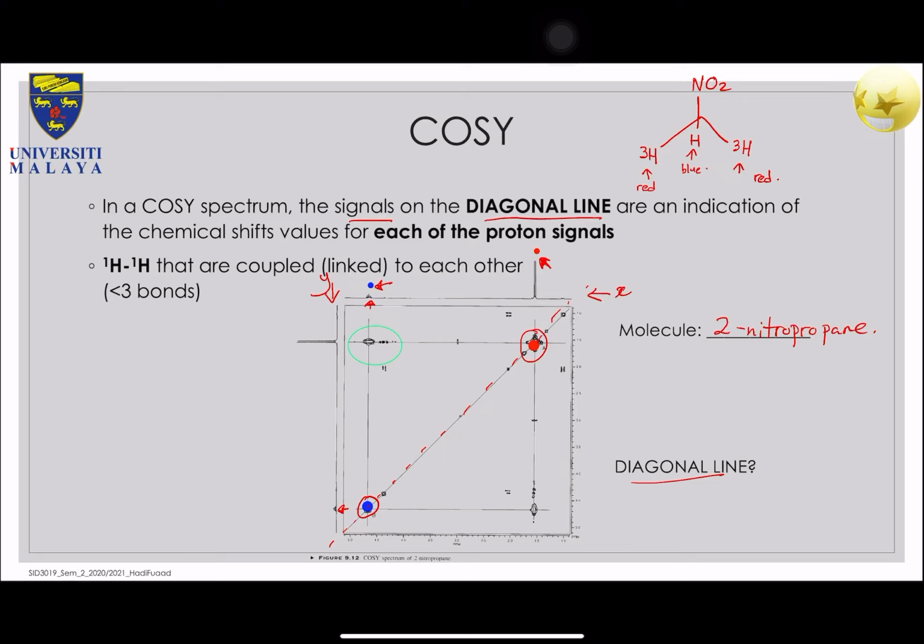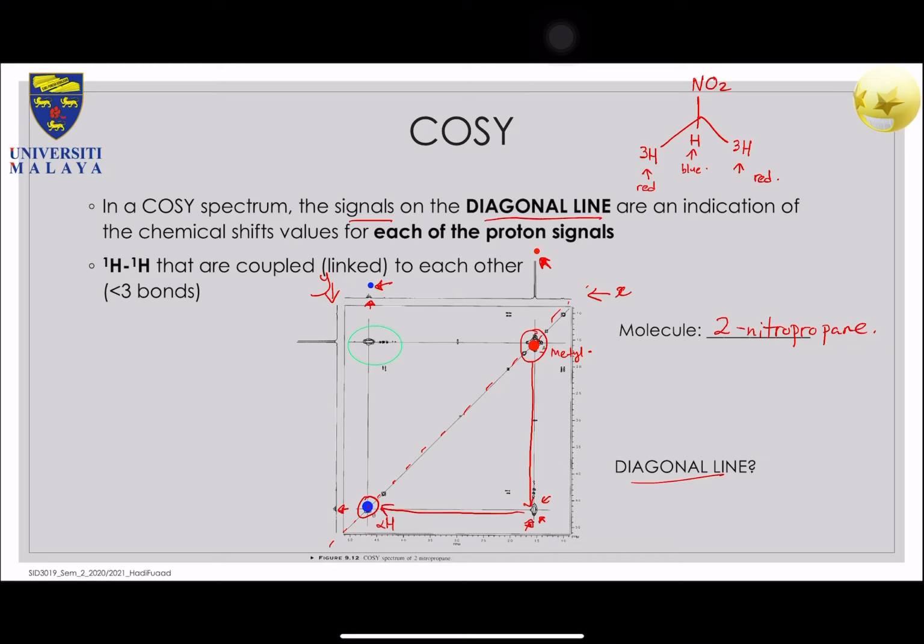Okay, so anything that has a correlation, you will see another peak forming. For example, like that one. So you know that this one corresponds to the methyl group, and that one corresponds to what you can call the alpha hydrogen. So you can see that there is a peak forming between those two. So you know that this methyl is actually connected to the alpha hydrogen.